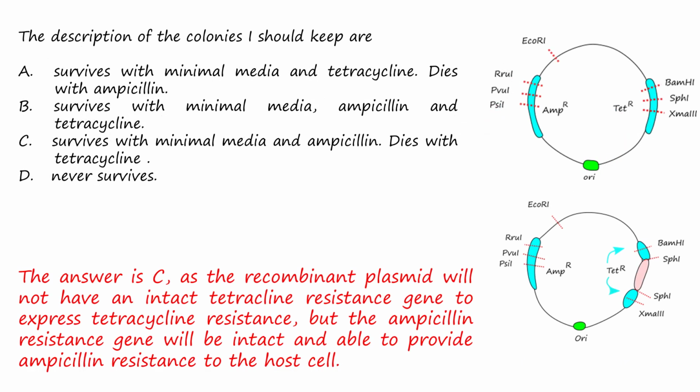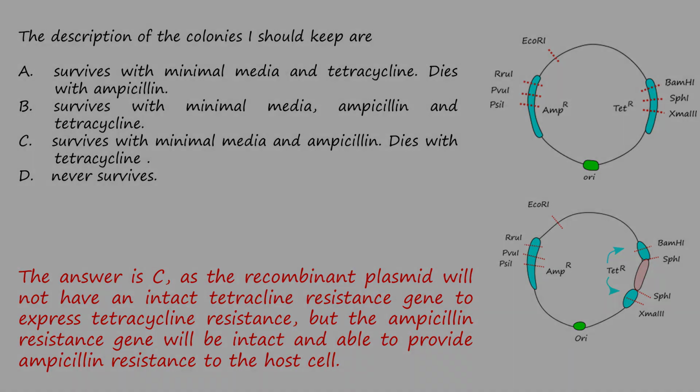The answer is C, as the recombinant plasmid will not have an intact tetracycline-resistance gene to express tetracycline resistance, but the ampicillin-resistance gene will be intact and able to provide ampicillin resistance to the host cell.